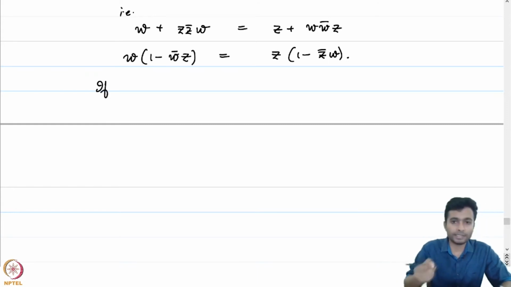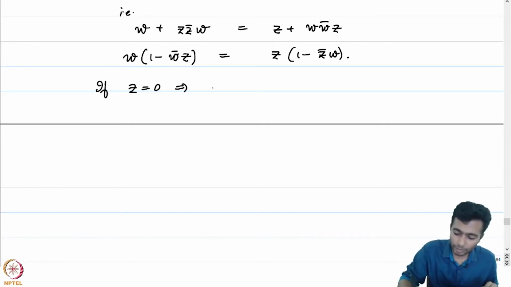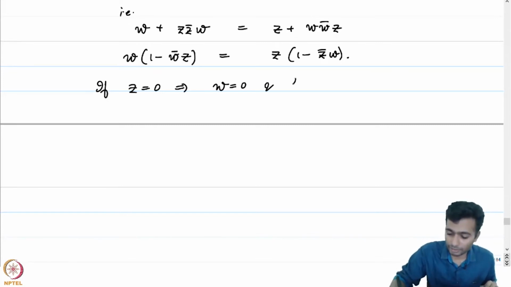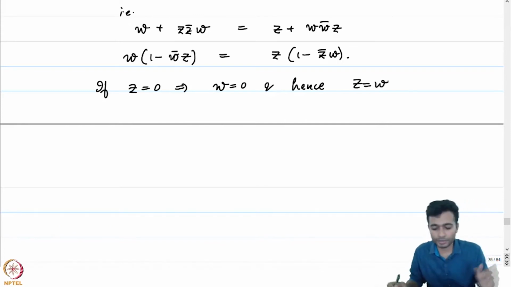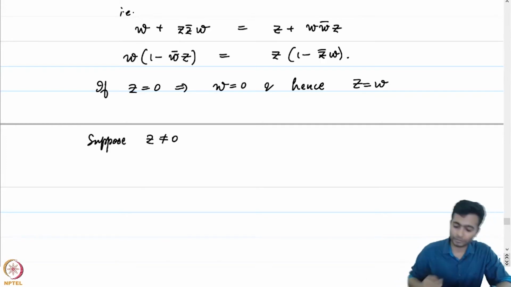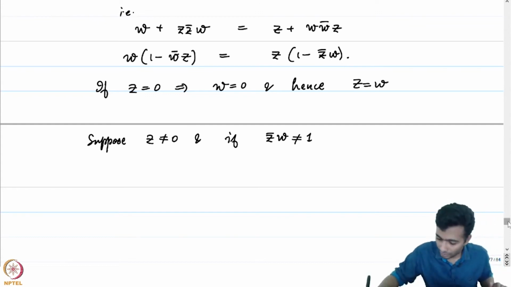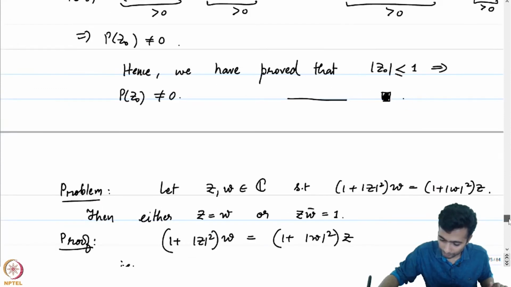If z is equal to 0, then what do we have? This would imply that w is also equal to 0, and hence we have z is equal to w, and we are done. So if one of them is 0, we are through. The other one is also 0, and hence they are equal. Suppose z is not equal to 0, and if z bar w is equal to 1, again that was one of the statements which we had to prove, right?